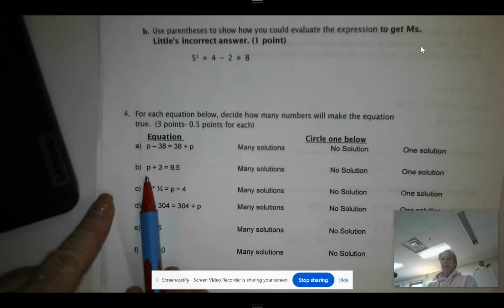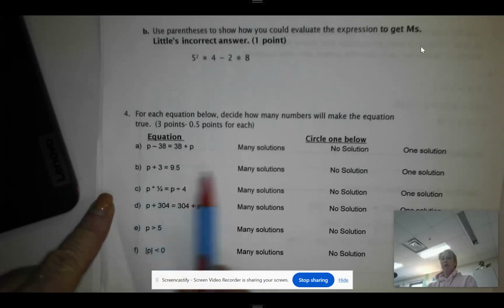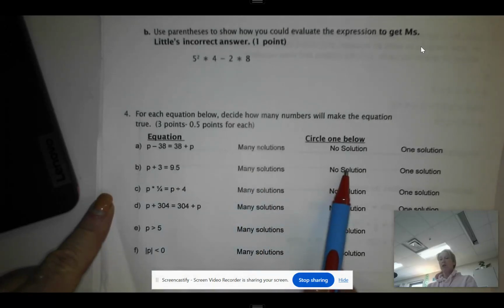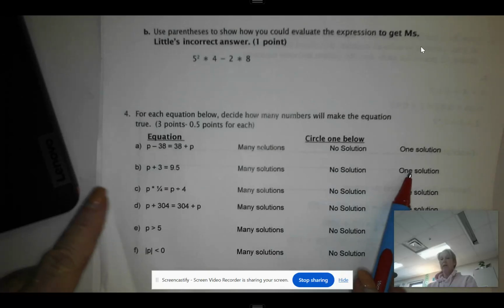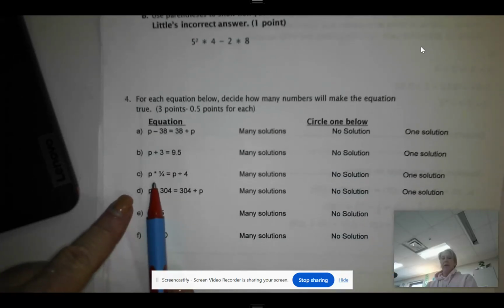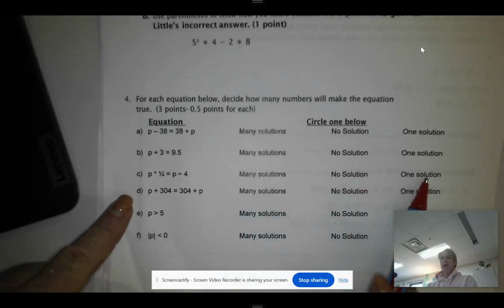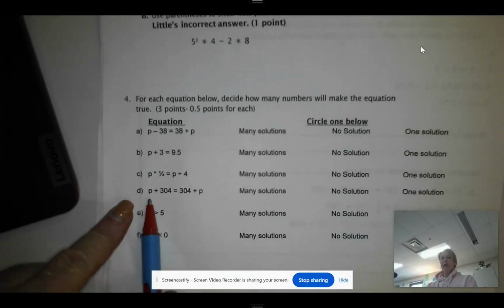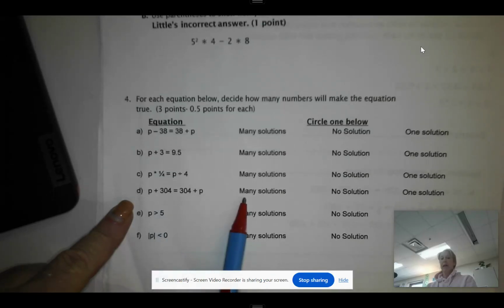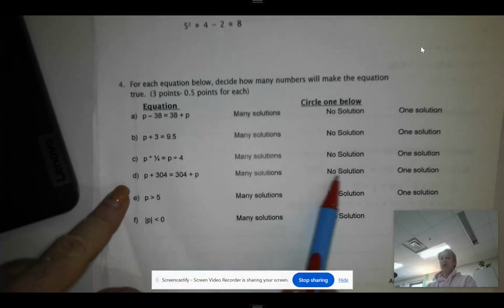B. P plus 3 equals 9.5. Are there many solutions, no solutions, or one? Pause. C, P times a fourth is equal to P divided by a fourth. Many, no solutions, or one. Pause. D, P plus 304 is equal to 304 plus P. Are there many solutions, no solutions, or one?